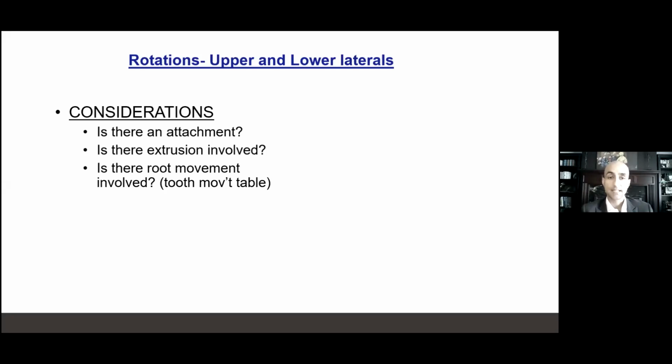With that being said, at the moment, Mo, I think this is a good time to take questions. And then I have a slight bit more on biomechanics, not much, and then we'll get into some of the other considerations for class 2 and class 3.